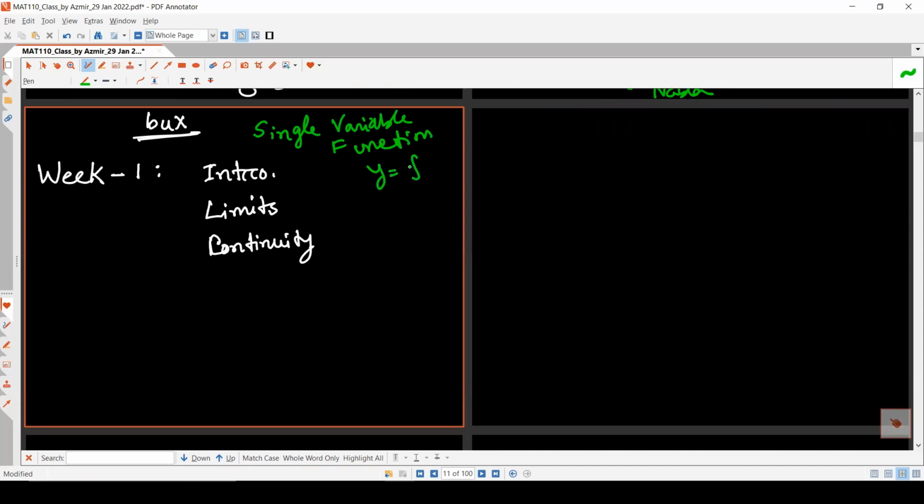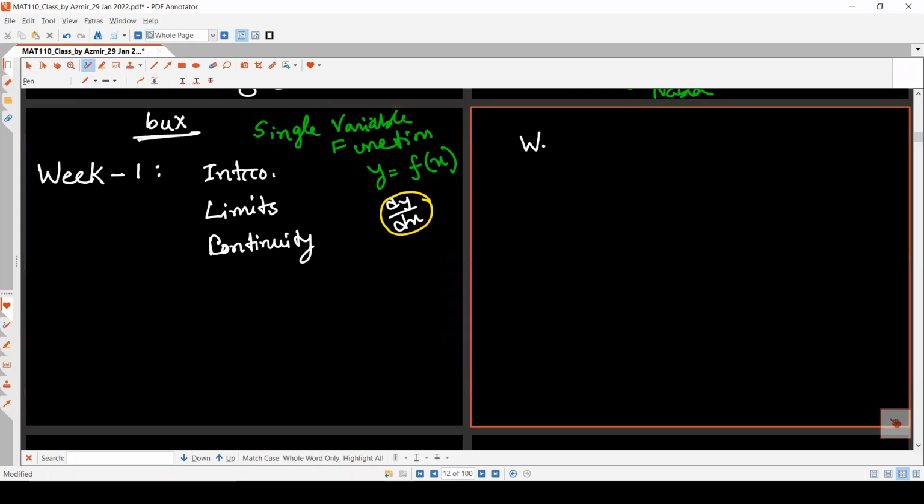That means here you will get to know how to find the derivatives dy dx for function of a single variable. In week 1, you will learn about the introduction. You will learn about limits of f of x function. You will learn about continuity of single variable function. That means introduction of limits and continuity will be found in week 1. So let's see what we have in week 2. Week 2 and week 3 can be merged because these 2 contents are for differentiation.